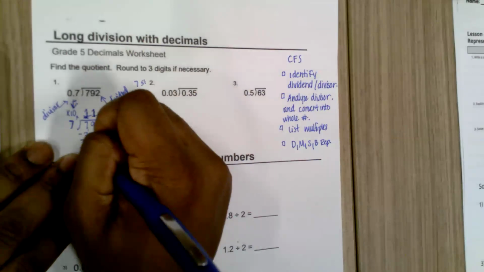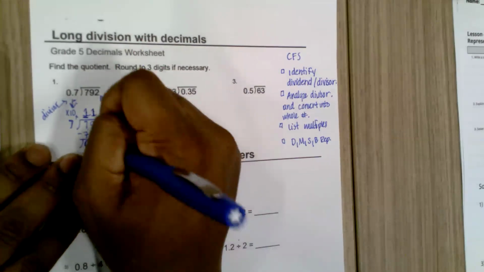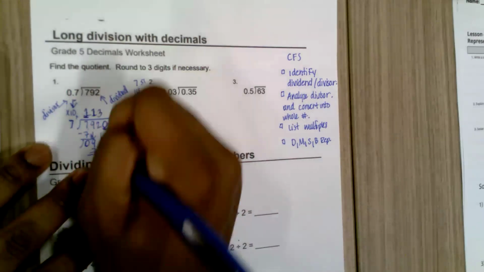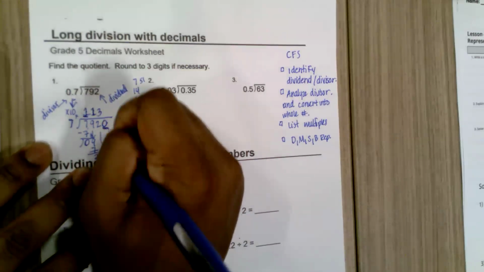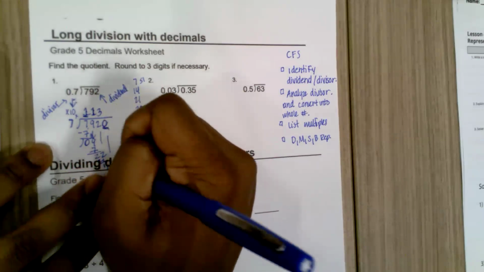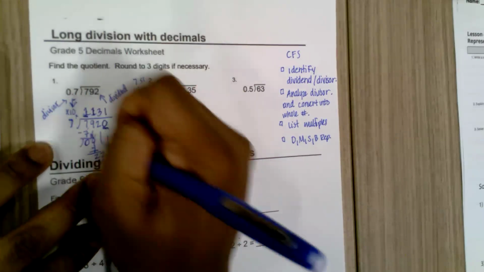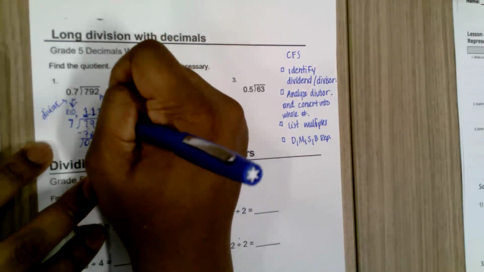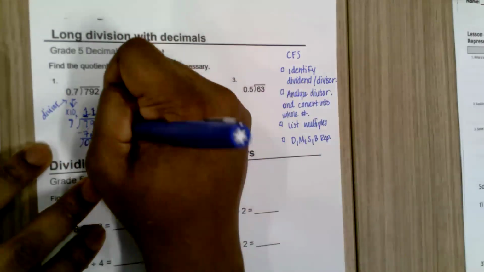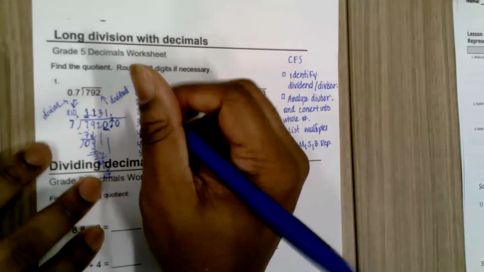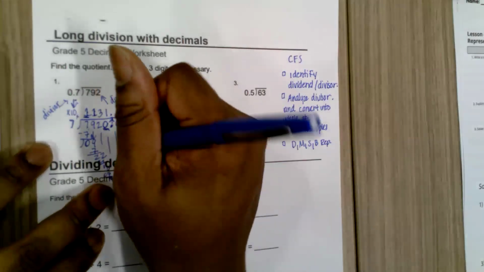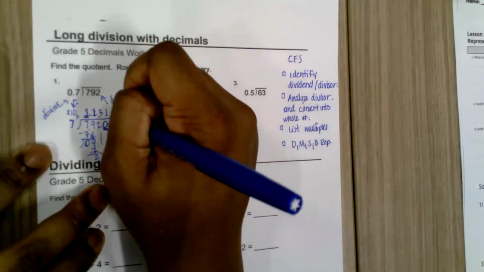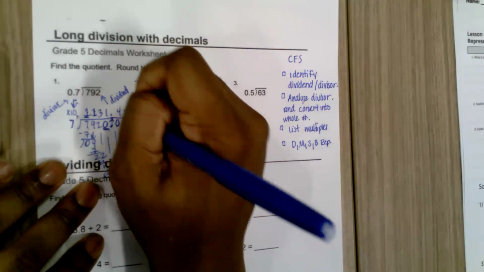1 times 7 is 7. Subtract, 2. 7 goes into 21, 3 times. Minus 1. 7 goes into 10 one time. Now, once the decimal point goes, you need to have more. So then you have 30. 7 goes into 30 four times.